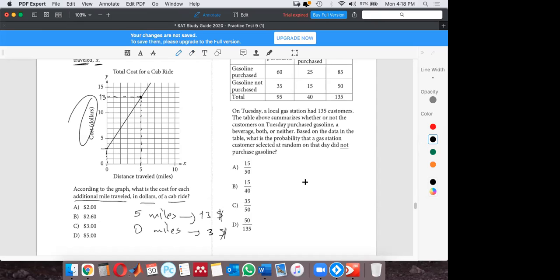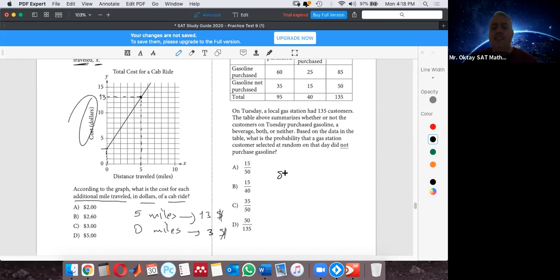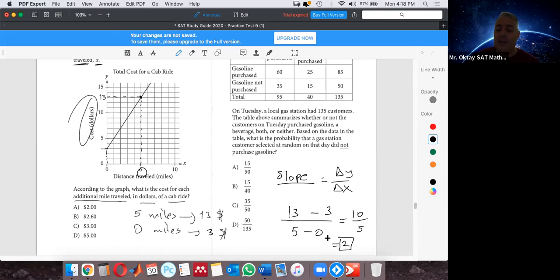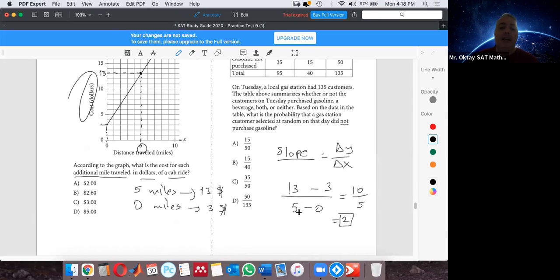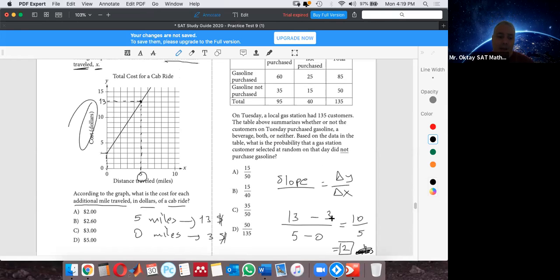Now, if I take the slope, what is the slope? Delta y over delta x, which means $13 minus $3 divided by 5 miles minus 0 miles, which is 10 over 5, which is 2. Okay? The answer is 2. For each mile, we are paying this amount.